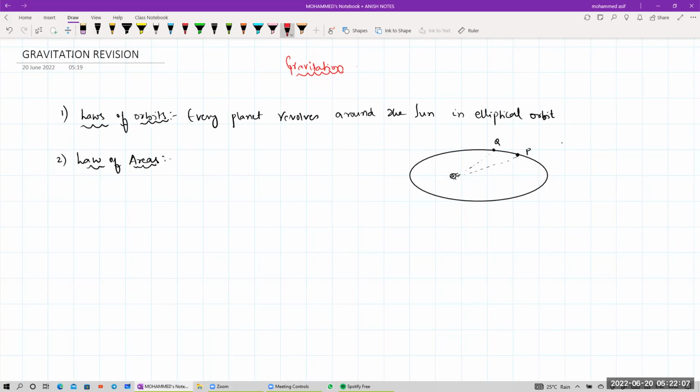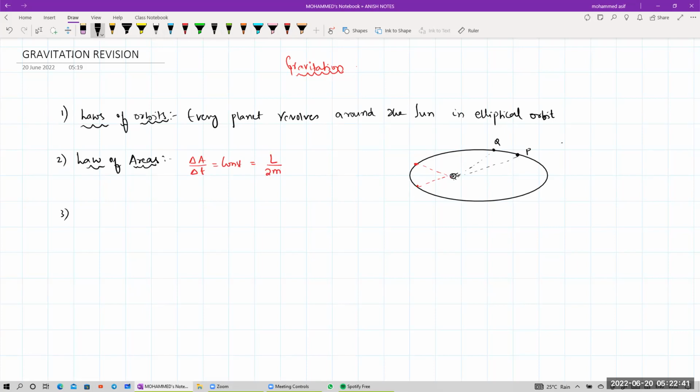When the planet is somewhere here, at this point and at this point, the area covered when it is near is also equal to the area covered when it is far away. Clear? So that is known as the law of areas. The law of areas says that area covered, that is delta A divided by delta T, in a given interval of time is always constant. That constant value is equal to L by 2m. L is the angular momentum, m is the mass. Got it?